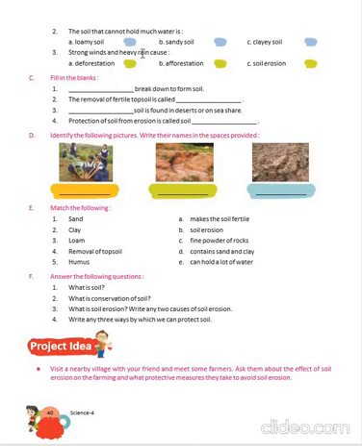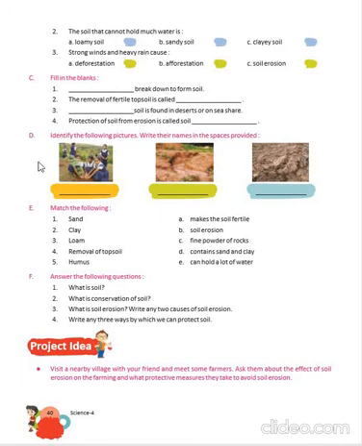Strong winds and heavy rain cause soil erosion. Now come to the fill in the blanks. Rocks break down to form soil. The removal of fertile topsoil is called soil erosion. Sandy soil is found in deserts or on the seashore. Protection of soil from erosion is called soil conservation.